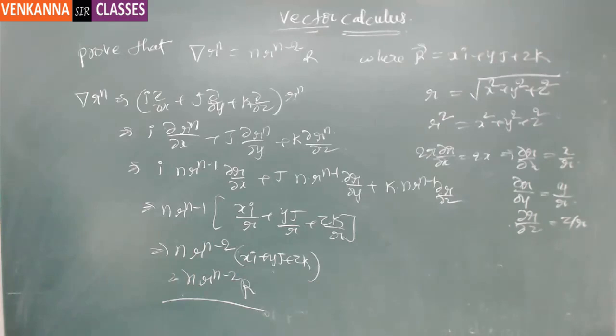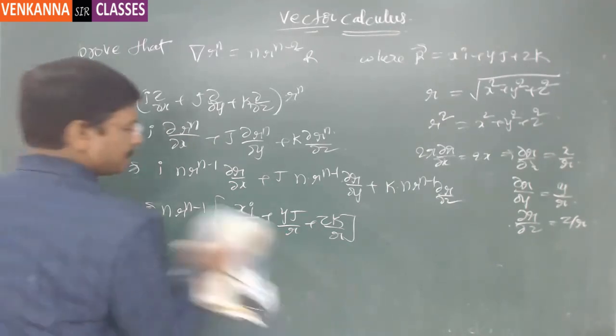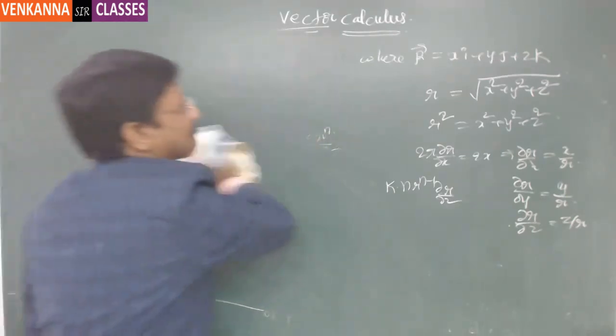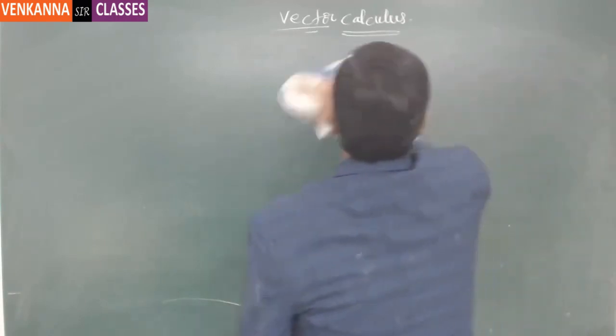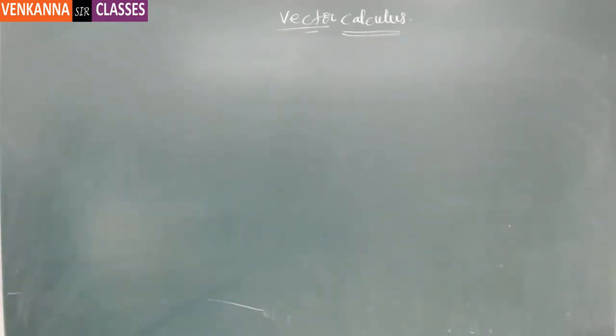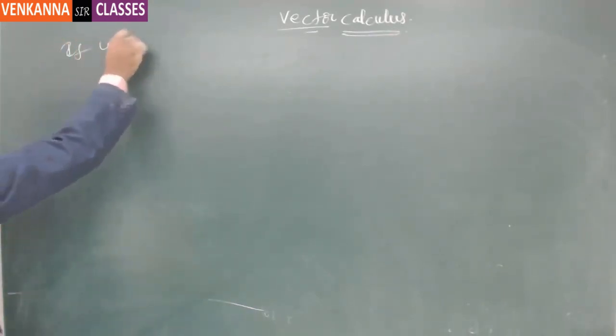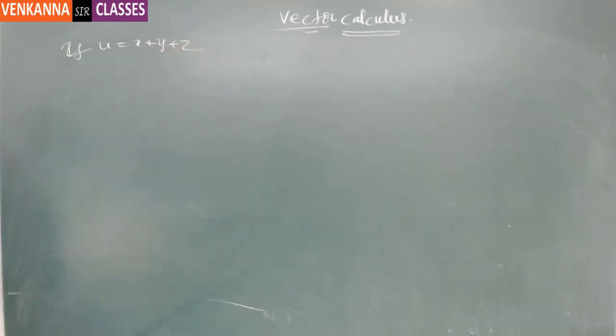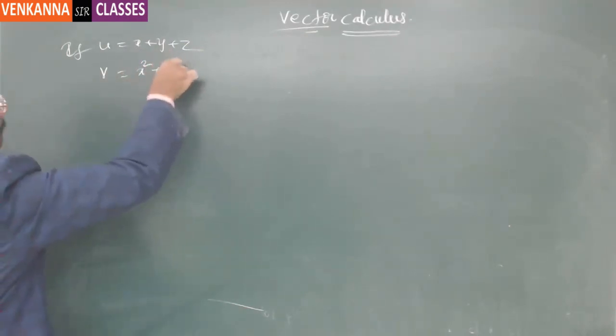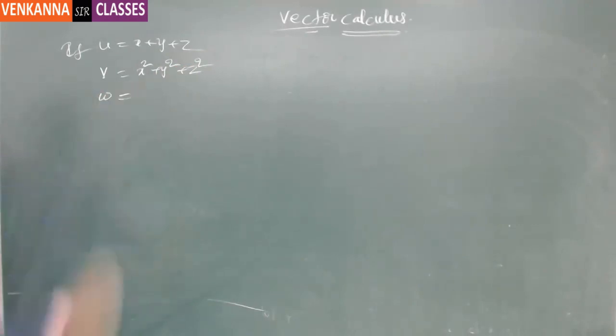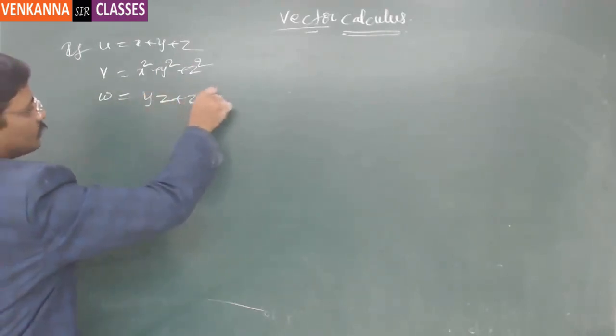Done? So note down one more. If u is equal to x plus y plus z, v is equal to x square plus y square plus z square, and then w is equal to yz plus zx plus xy.